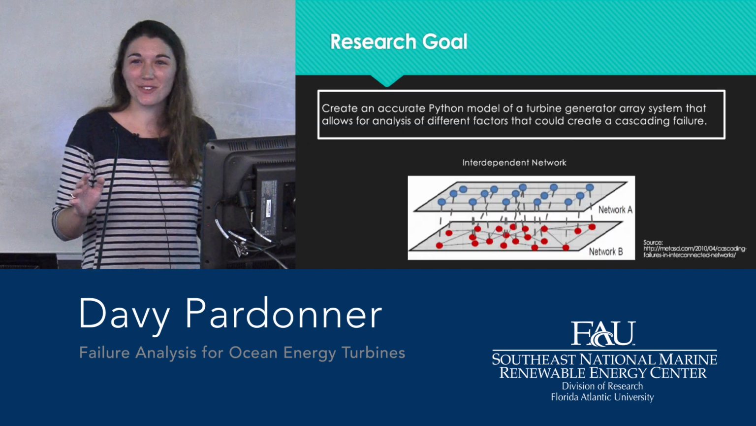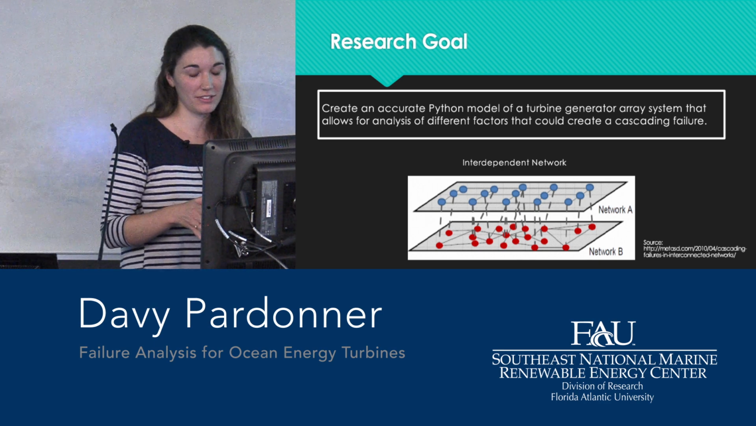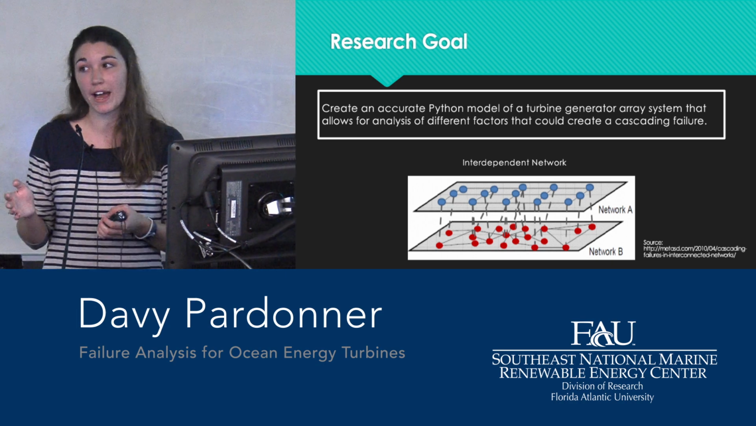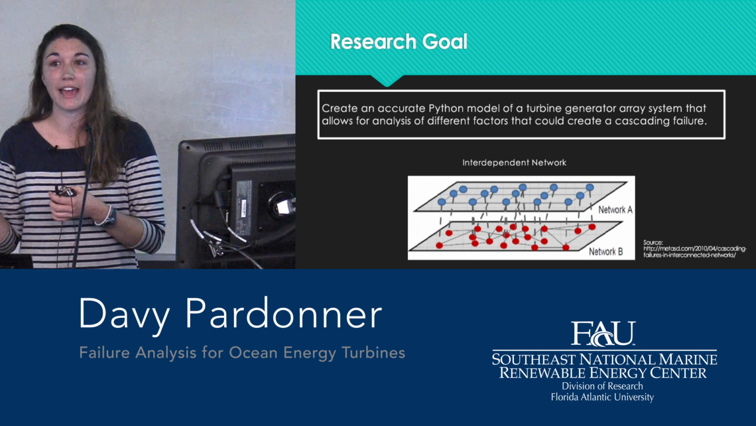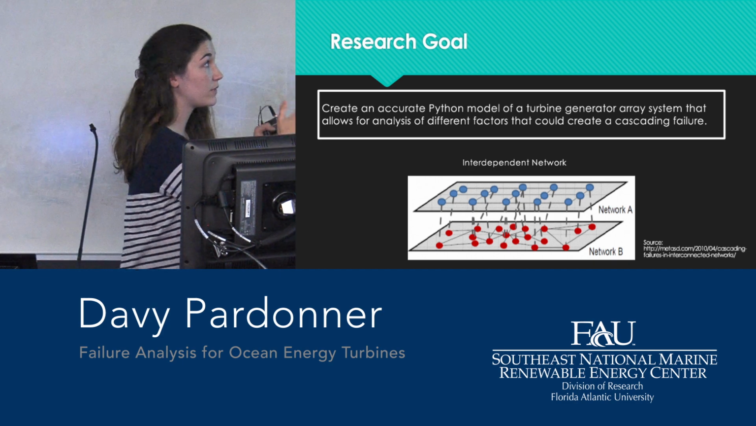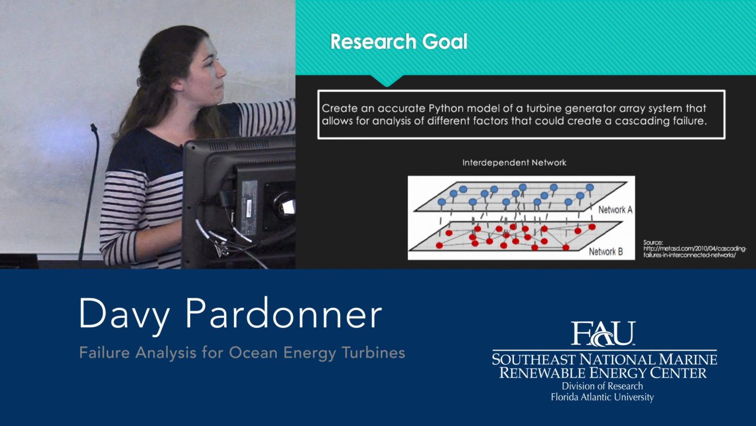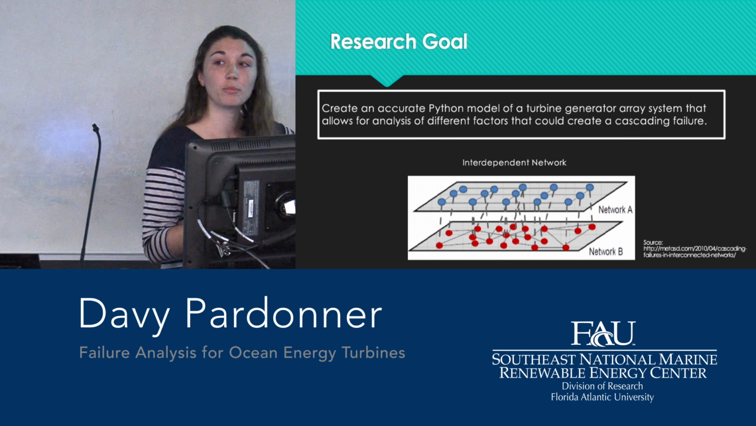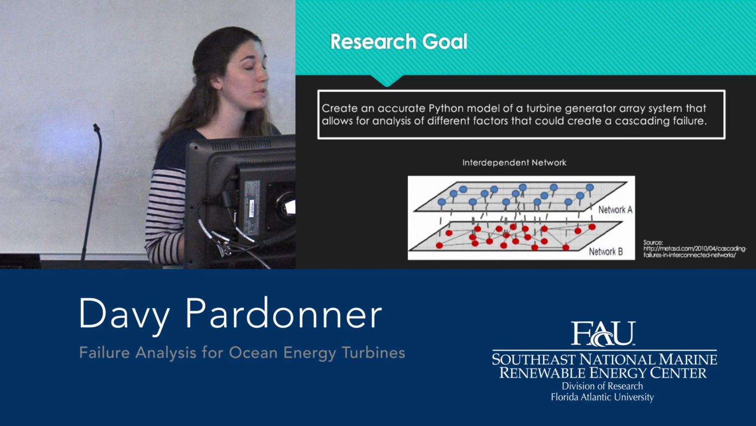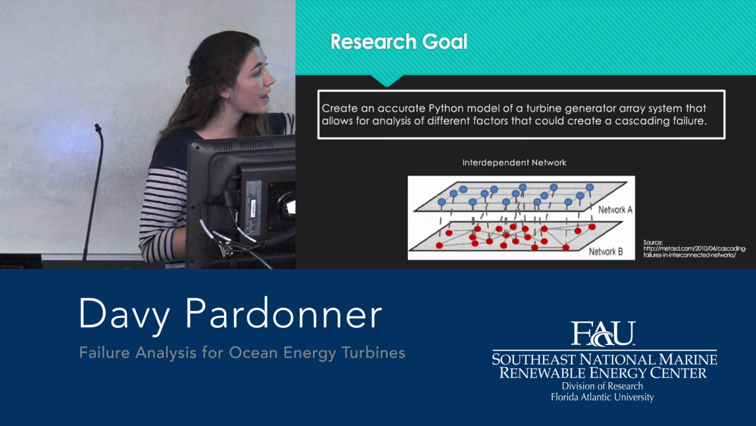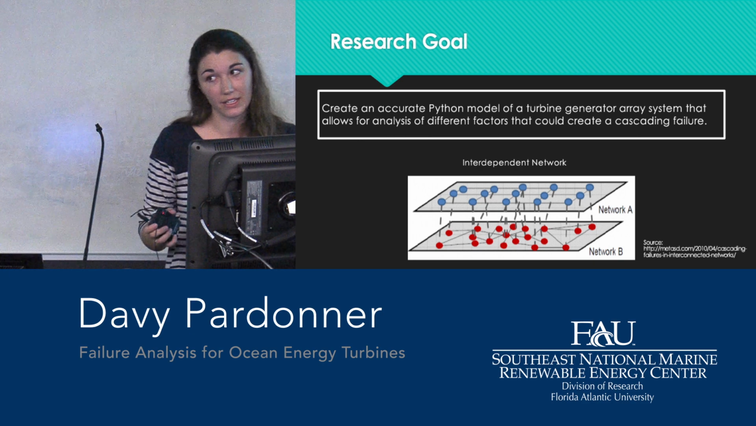So the main research goal was to create a Python model and model this interdependent network and try to find out what factors could cause a catastrophic failure. So an interdependent network, which is what these arrays would create, this is a best visualization of it. You have one network A, which could be like your power network, and then you have a network B, which could be your communication network, all with different links and nodes within its own, but then you have these dashed lines, which are the interdependent links.